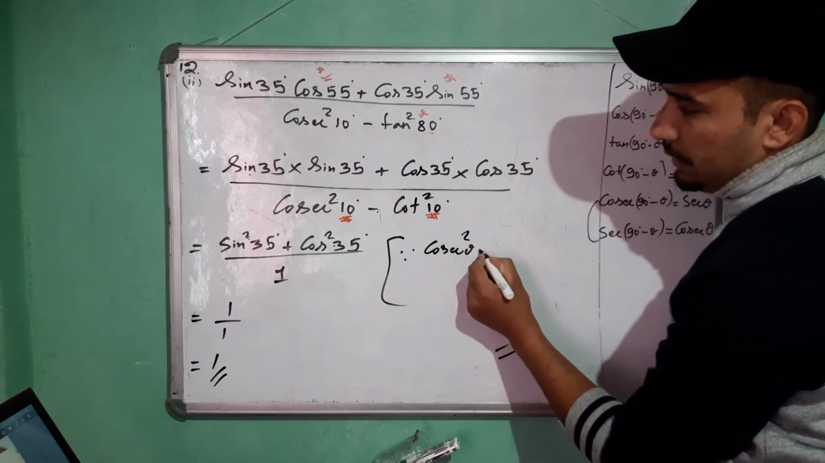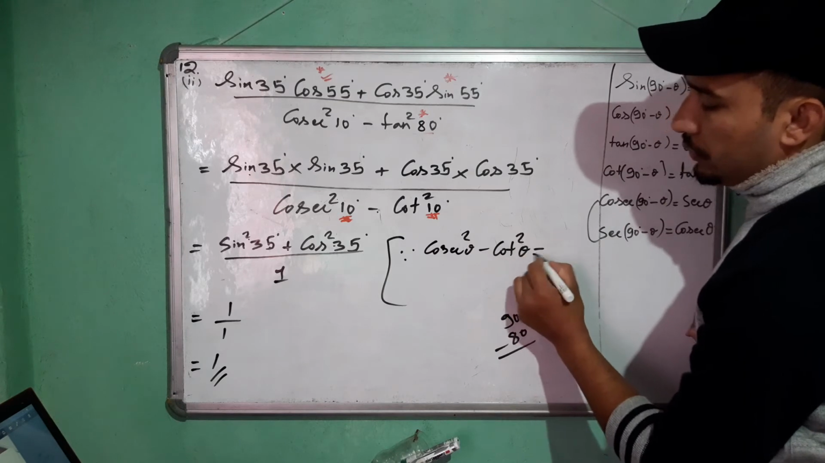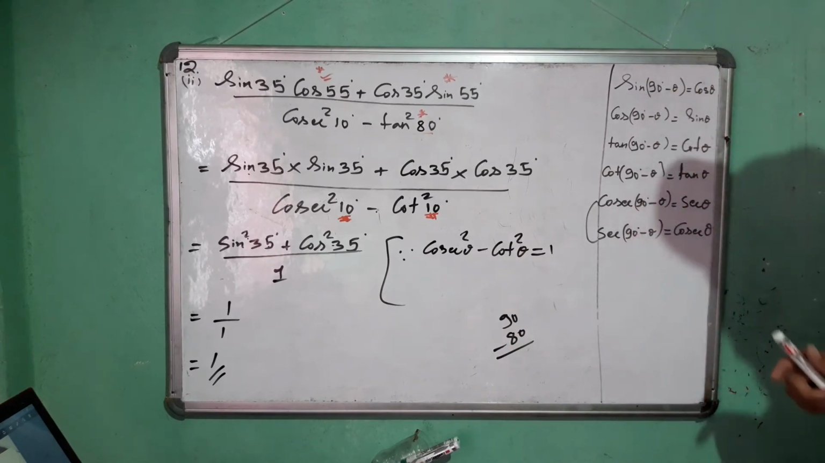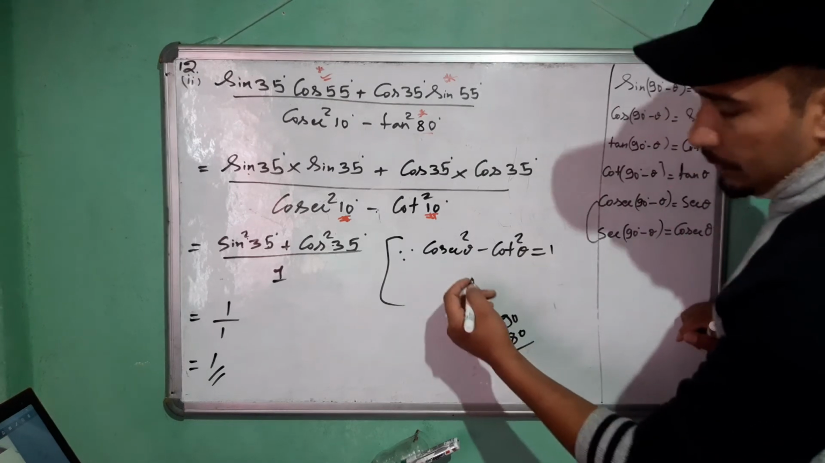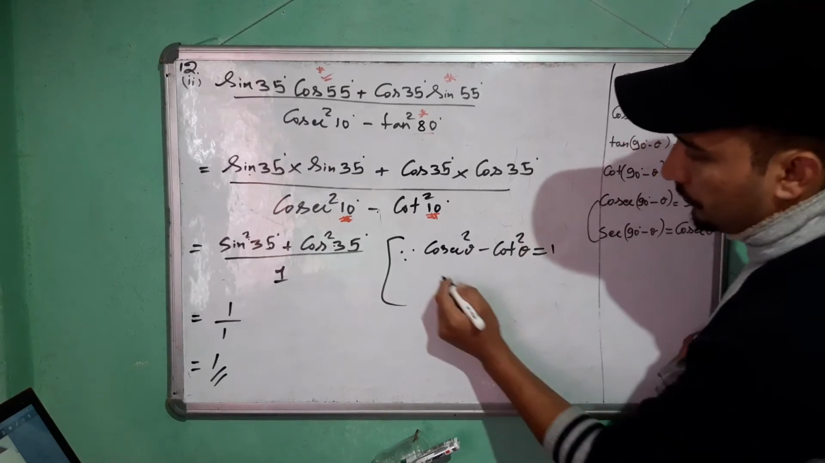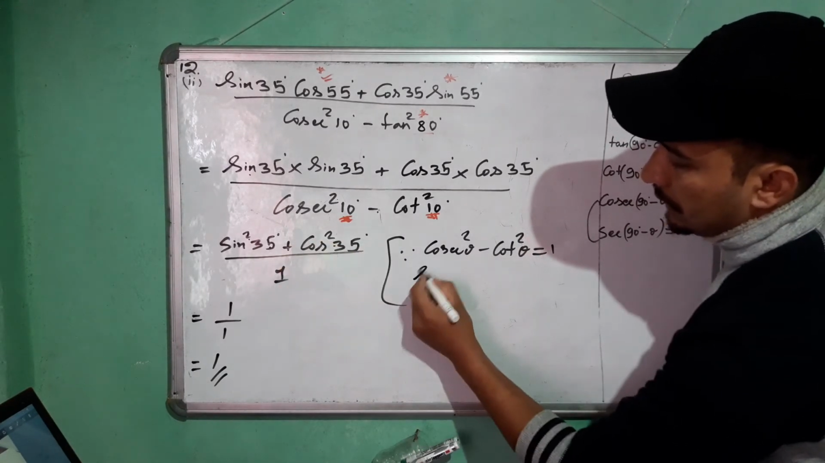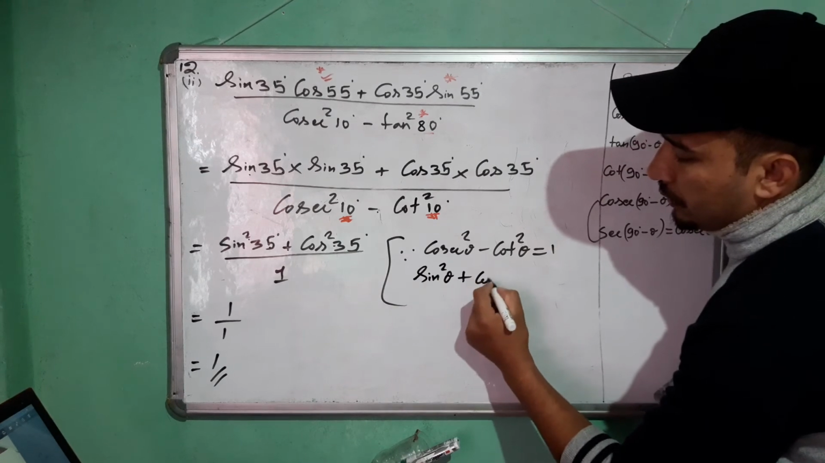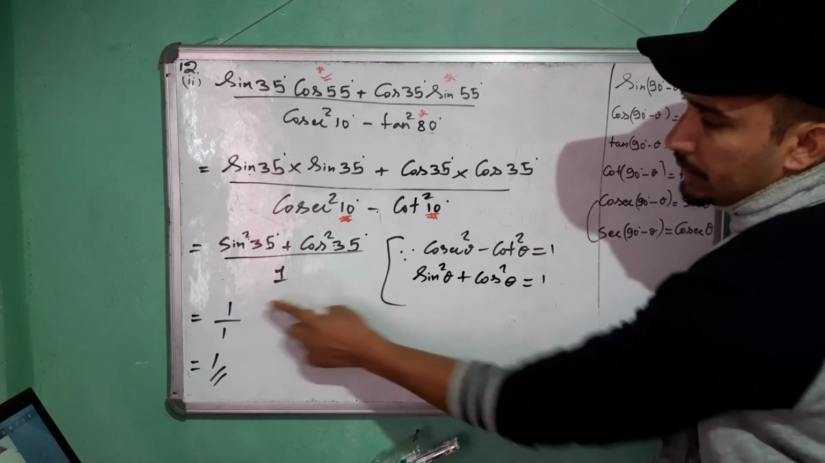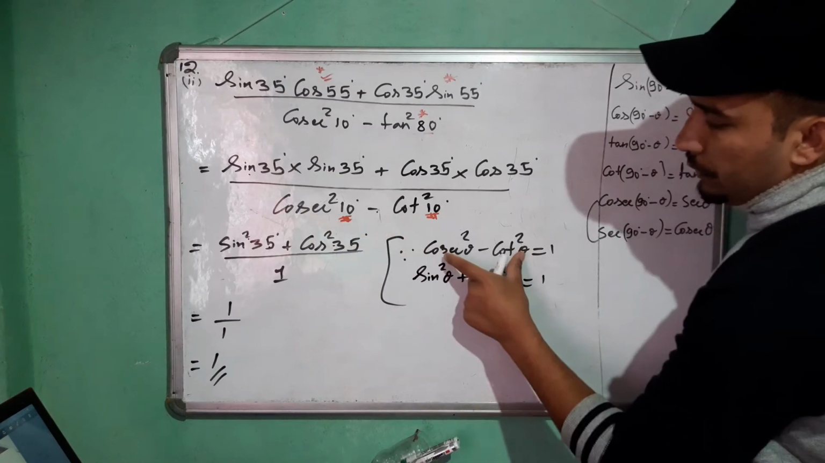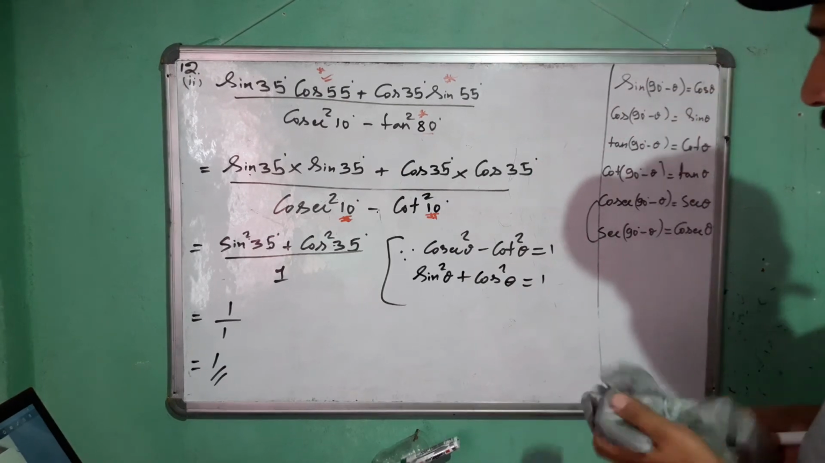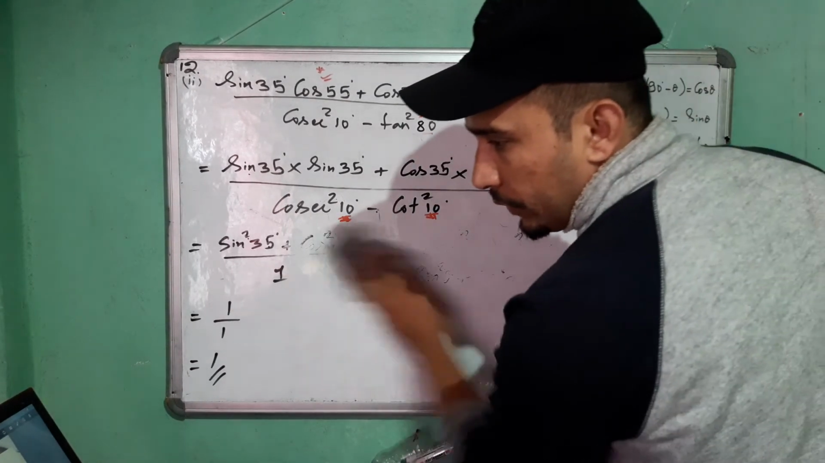Because cosec square theta minus cot square theta is equal to 1. This formula I have already given in the first or second video, so you see that video properly. Next, sin square theta plus cos square theta is equal to 1. So the numerator, because of this formula, is 1, and the denominator, because of this formula, is 1. So in this way you have to solve. Let's move on to another question.